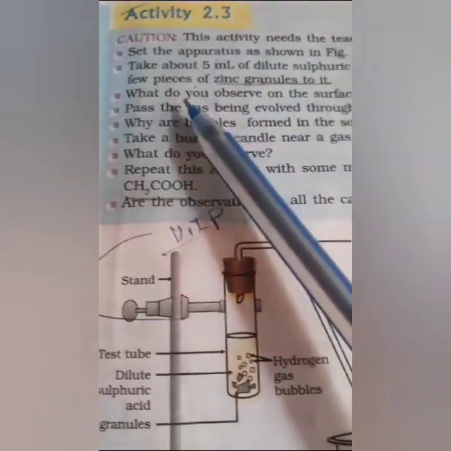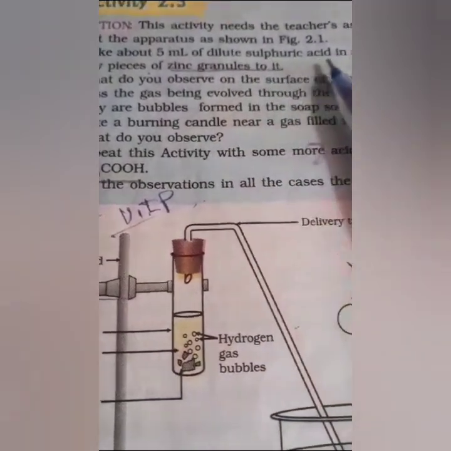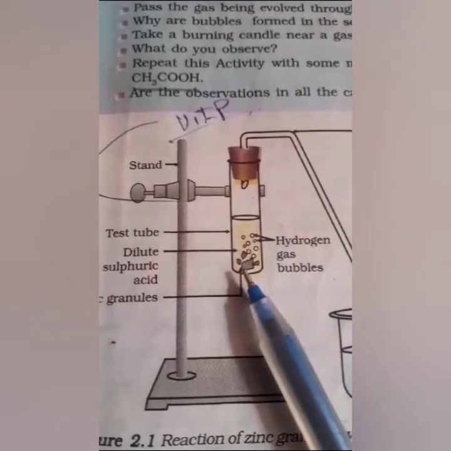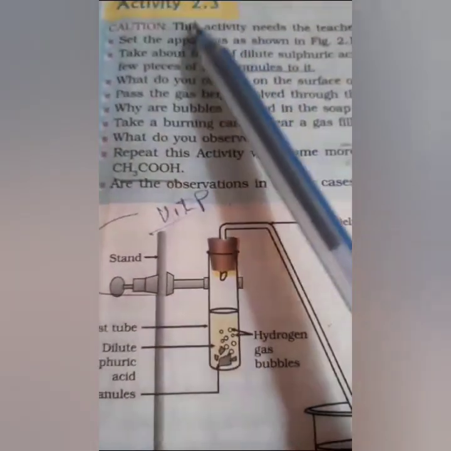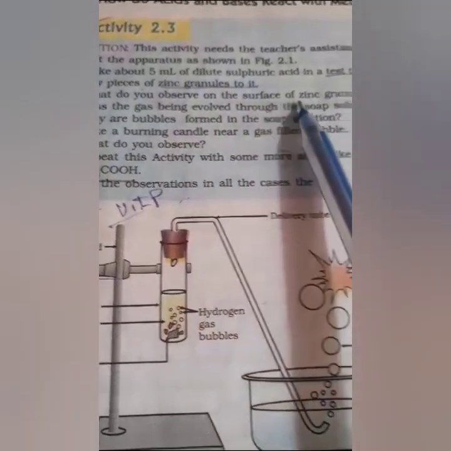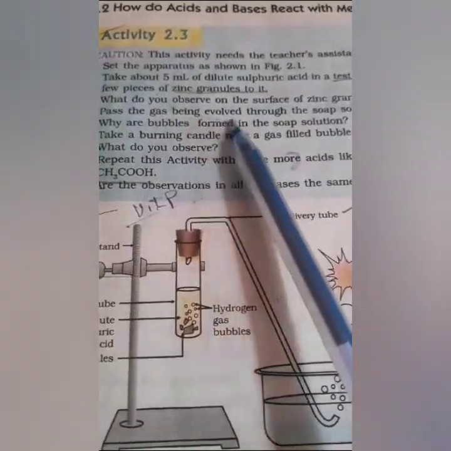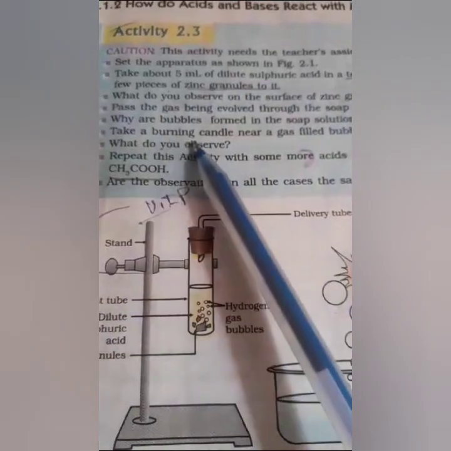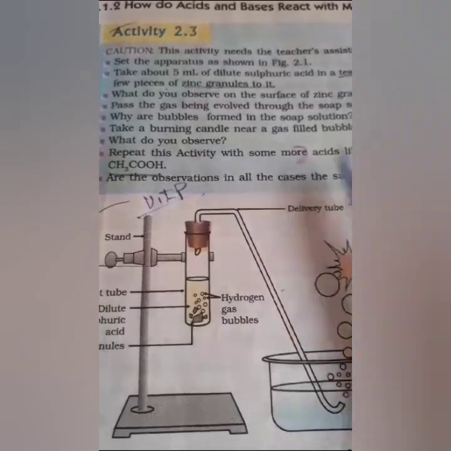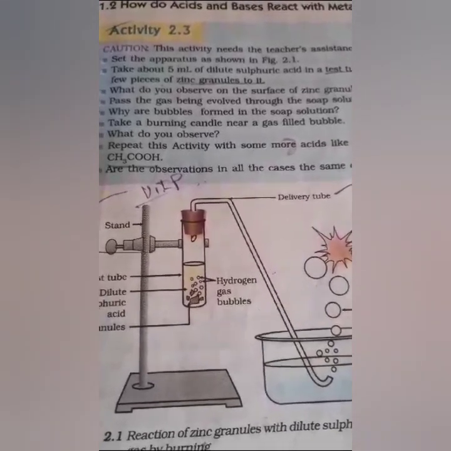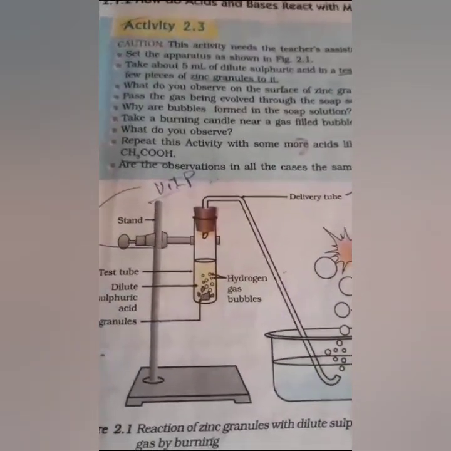Next, take about 5 ml of dilute sulfuric acid in the test tube. Already we know that this is a test tube. Take 5 ml of dilute sulfuric acid and add a few zinc granules to it. What do you observe on the surface of the zinc granules? Pass the gas being evolved through the soap solution. Why are bubbles formed in the soap solution? Take a burning candle near the gas-filled bubble. What do you observe? Repeat the activity with some other acids like acetic acid and observe what happens in the reaction.